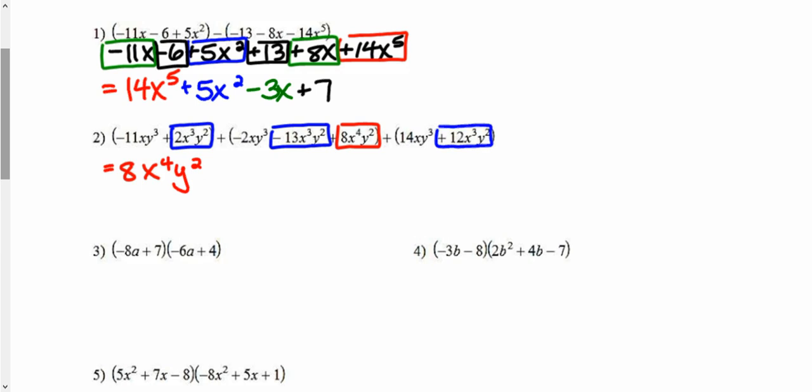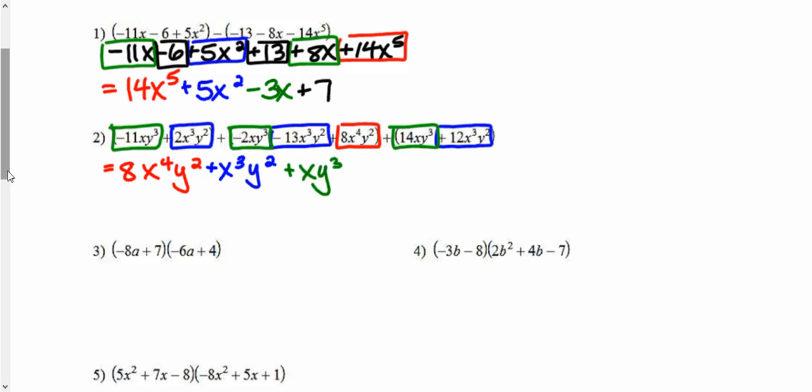Okay, so I have 2 minus 13, which is negative 11, plus 12, which is 1. So just 1x to the 3rd y squared. And then all of the terms I have left are all x, y to the 3rd. So combining those, I have negative 11 minus 2, which is negative 13, plus 14, which would be 1x, y to the 3rd.